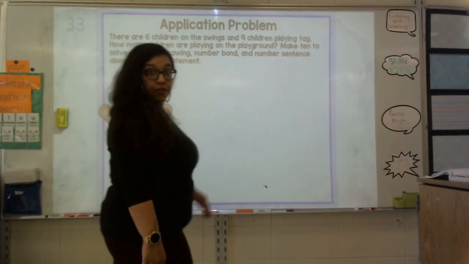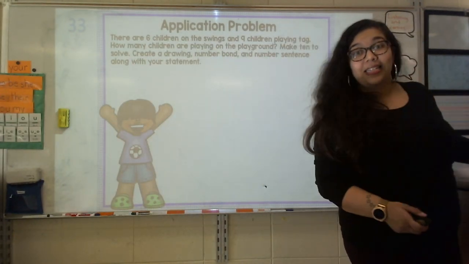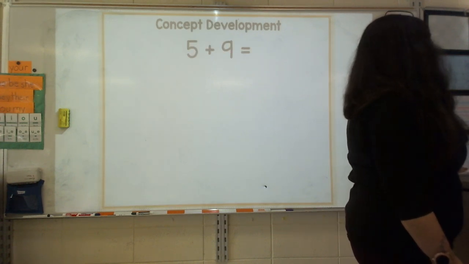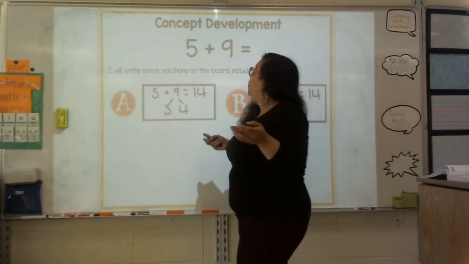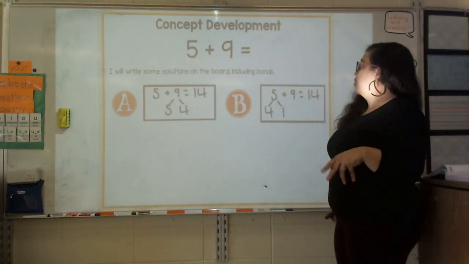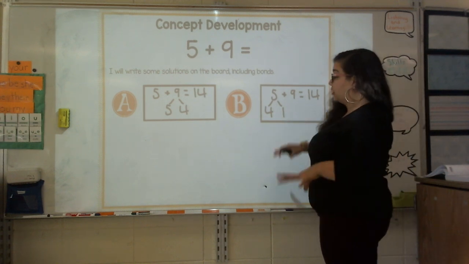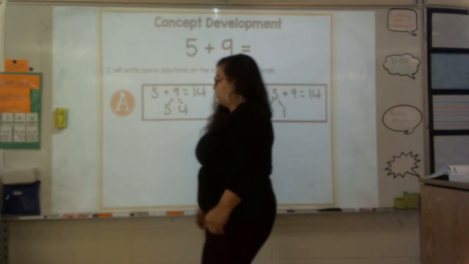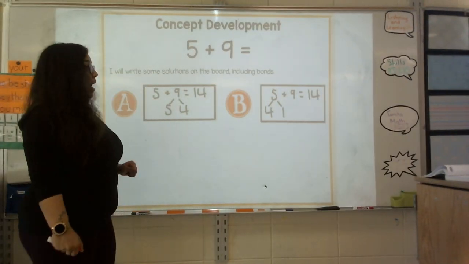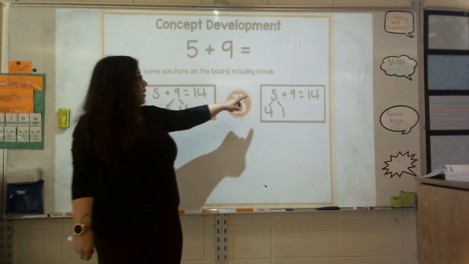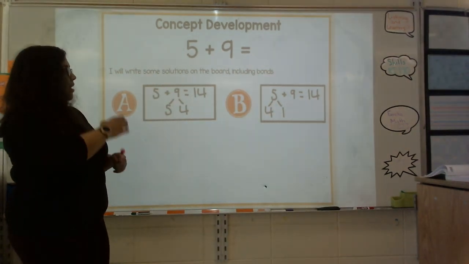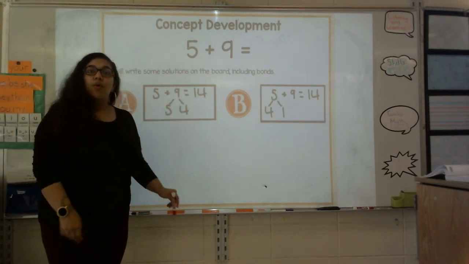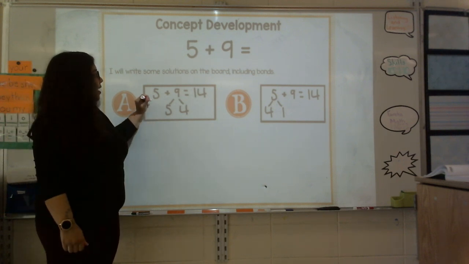Alright, so let me model for you what we're doing today before we get into a little bit of practice with it, okay? Alright, so right now we see we have 5 plus 9 is equal to 9. So what we see here is that I can write solutions to this on the board, including number bonds. So I've used number bonds, so I'm bonding the pieces to make the part. What I've done here, as you can see, is I have chosen to break apart each of the parts to make a group of 10. So here in the first one, it says 5 plus 9 is equal to 14. And what I did to make a group of 10 was I used my doubles.